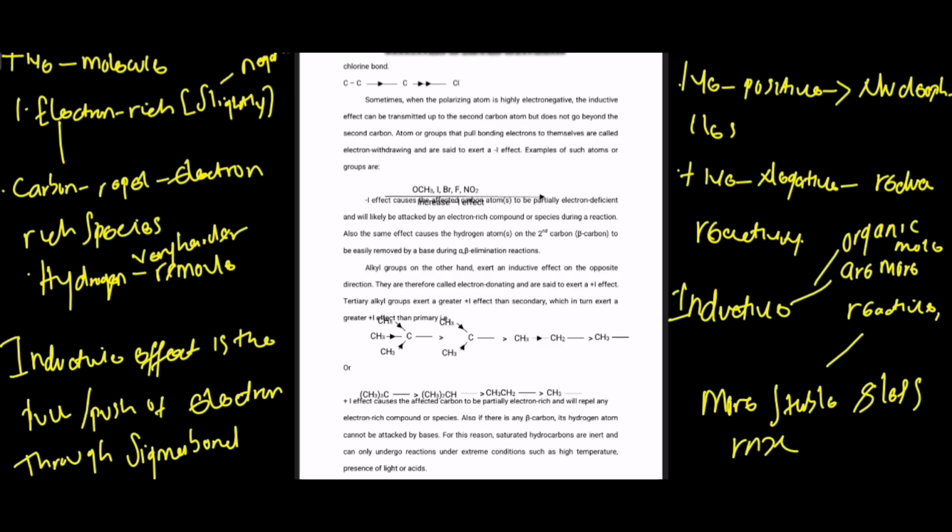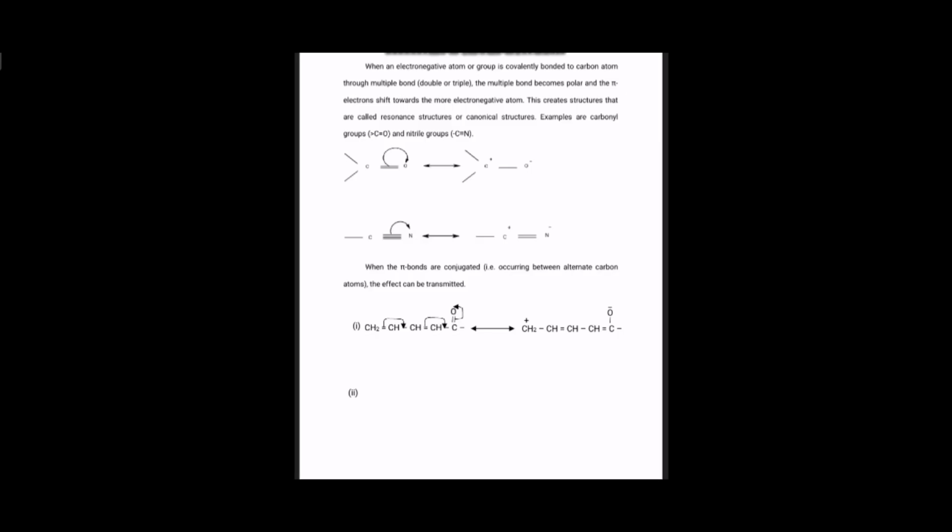Now let's move to another very important electronic factor, which is the mesomeric effect. Let's move to the next slide. The mesomeric effect. Now let's talk about the mesomeric effect. Let me change the color of my pen now to white. The mesomeric effect is another very important electronic factor that influences organic reactions.